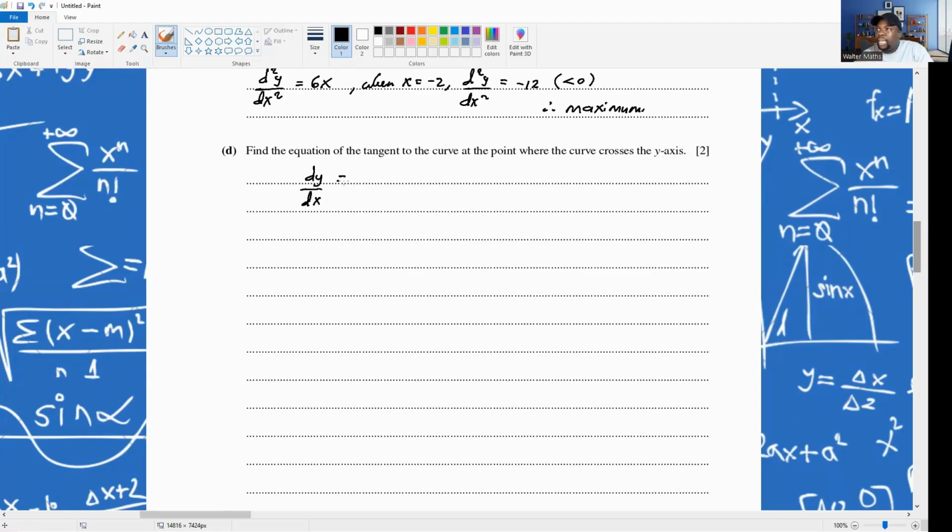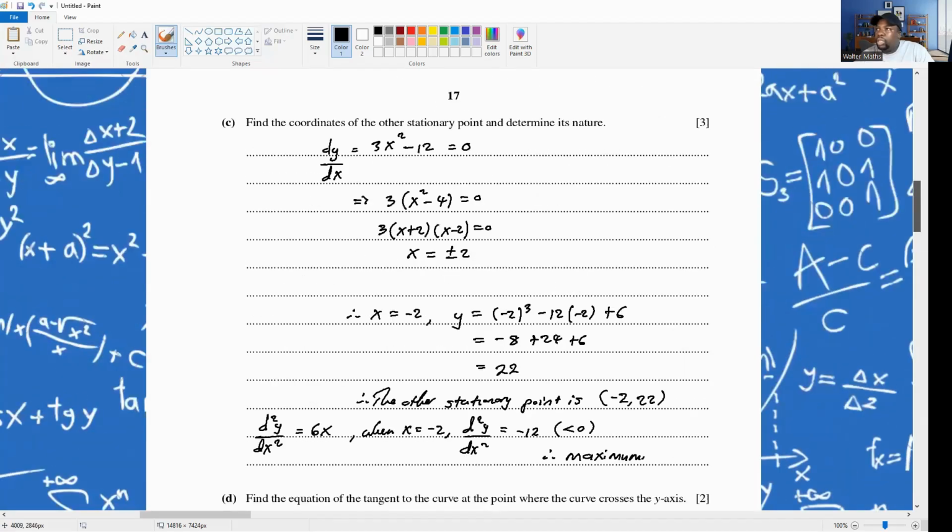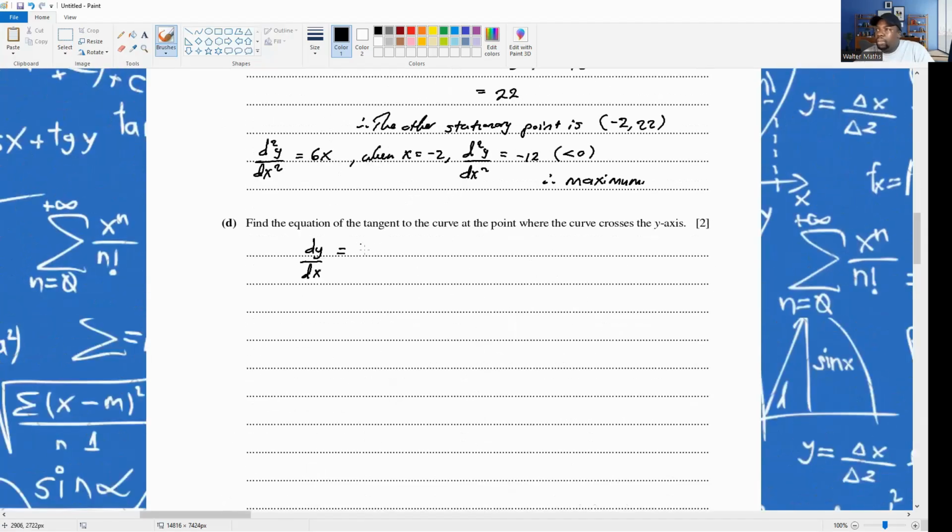What is dy by dx, by the way? 3x squared minus 12. Where the curve crosses the y-axis, we know that x will be equal to 0, which therefore means that dy by dx should be equal to 3 of 0 squared minus 12. So the gradient will be -12.